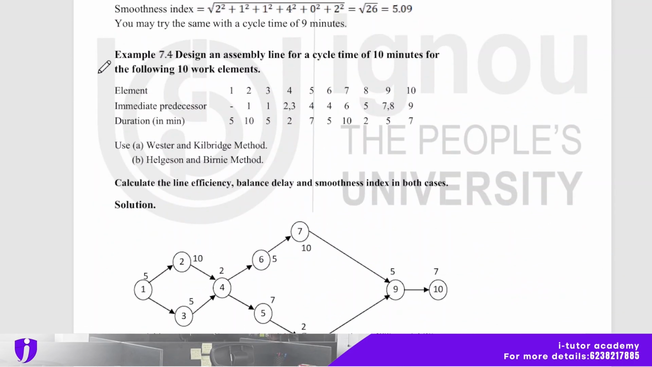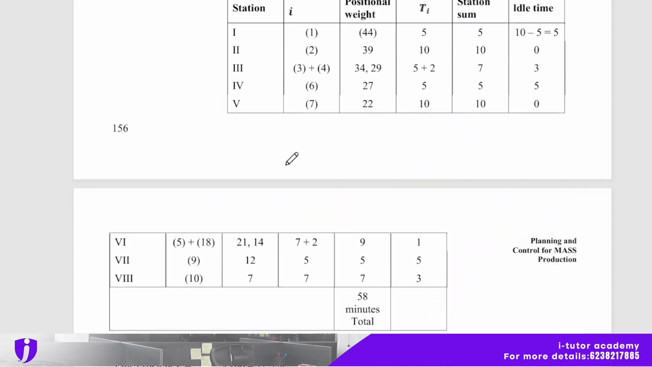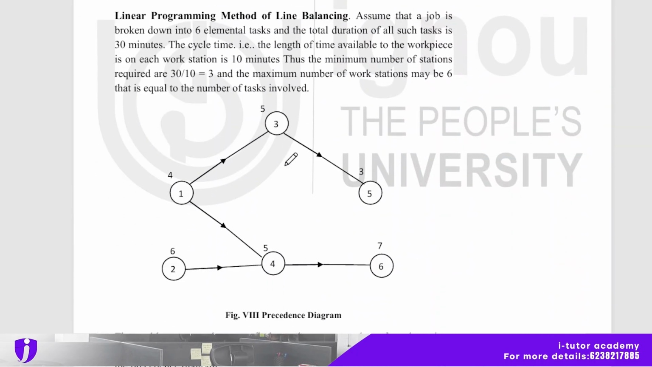Example 7.4: design an assembly line of cycle time of 10 minutes for the following 10 work elements is here, and the figure is here. So please go through this so you will get more idea with the example.